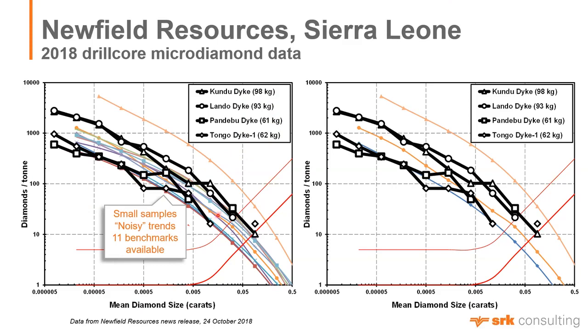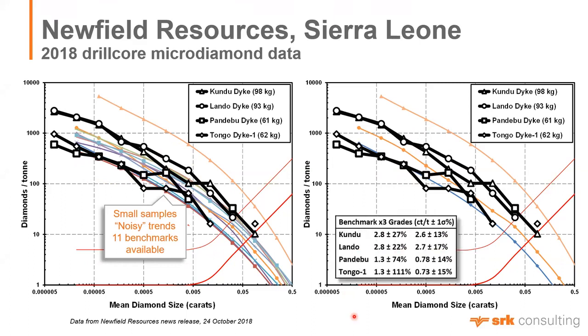And that's what these curves are. These are 4 different dikes that have been drilled, and the data is noisy. It turns out there were 11 benchmarks available to us to compare against this data set. We chose to just use 3 of them. It spans a whole range. And when you do that comparison, you end up with a table over here.